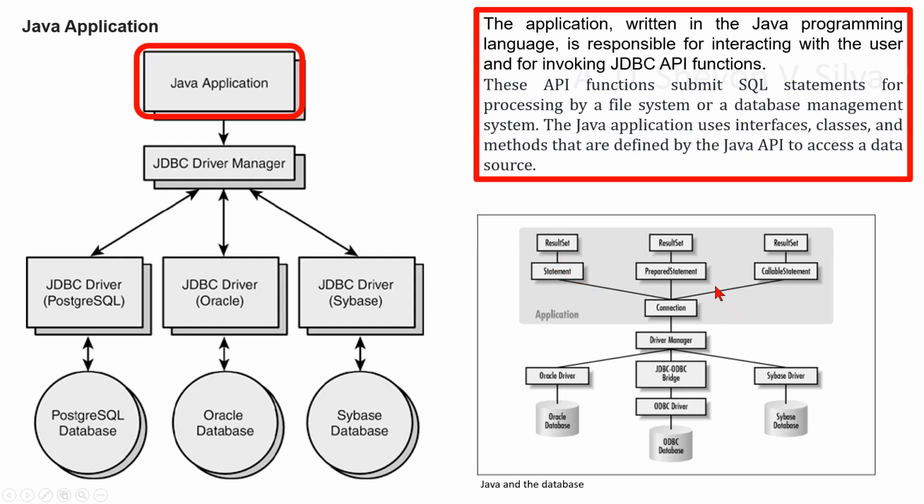Interface PreparedStatement, an object that represents a precompiled SQL statement. A SQL statement is precompiled and stored in a PreparedStatement object. This object can then be used to efficiently execute this statement multiple times.